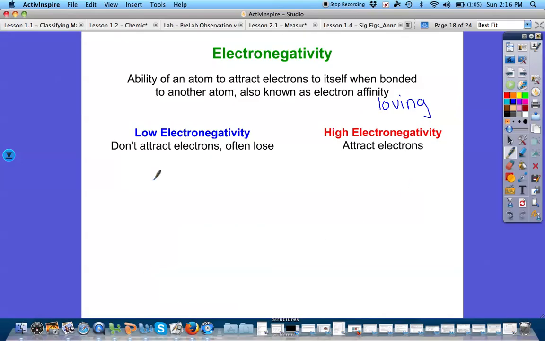Low electronegativity atoms don't attract electrons. They often lose electrons. So these are going to tend to be our metals. High electronegativity attracts electrons or gains electrons. So these tend to be our nonmetals.